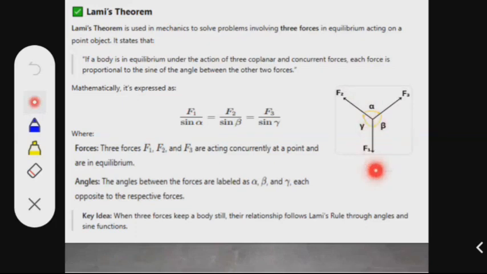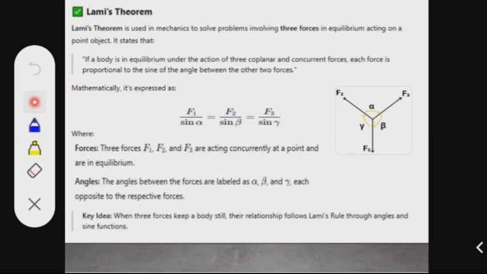Just look at a force and the angle that is immediately behind it. The force over the angle immediately behind it is equal to another force over the angle immediately behind it. That's how you can memorize this formula. When you have a Y, the force on one leg of the Y is proportional to the sine of the angle between the other two.